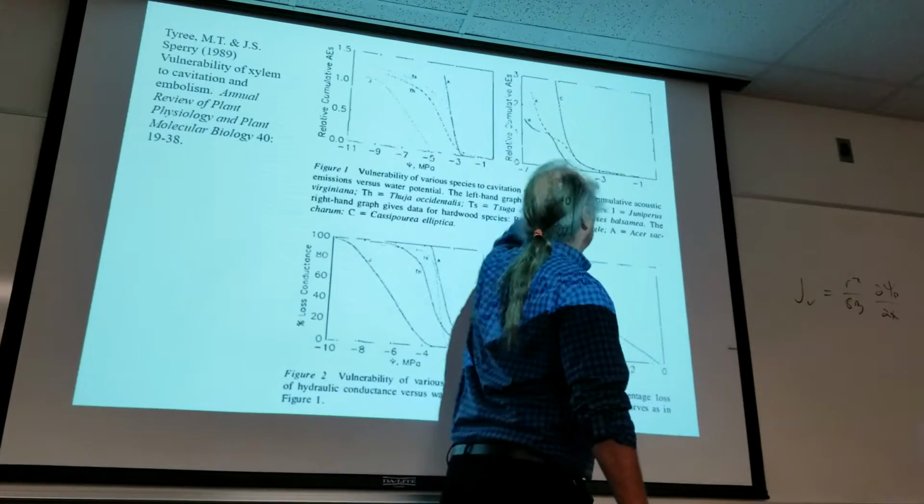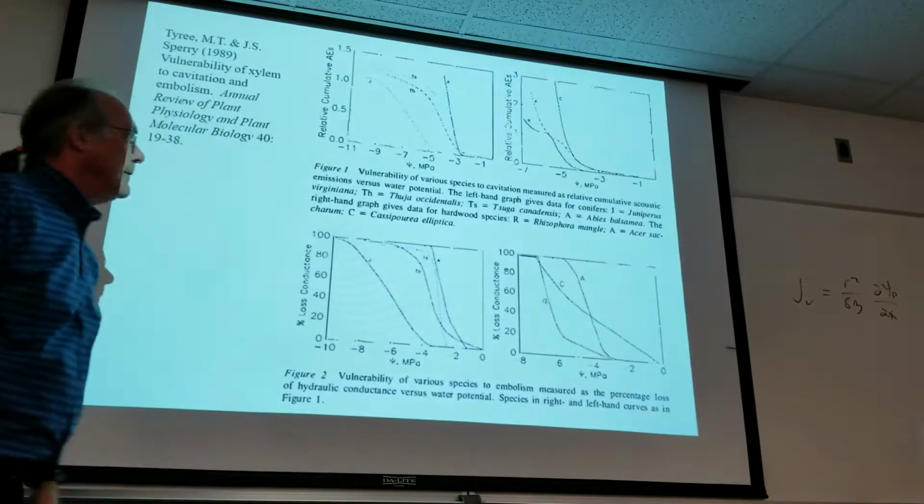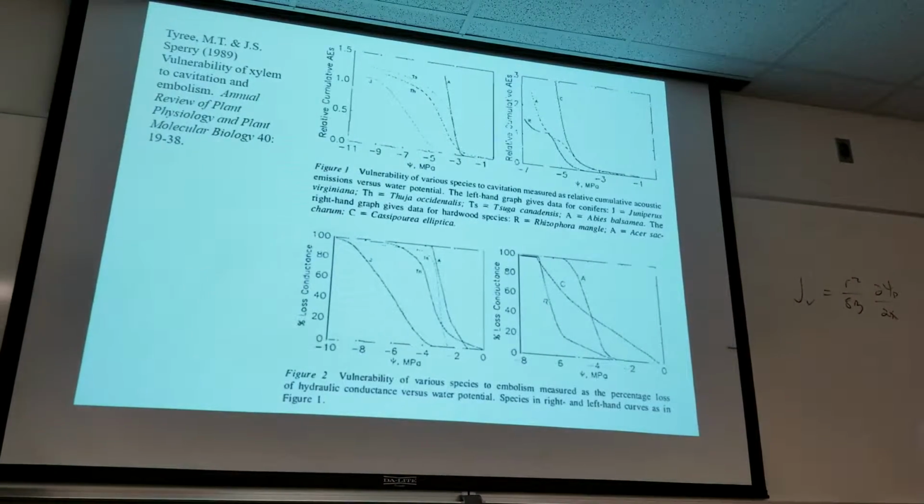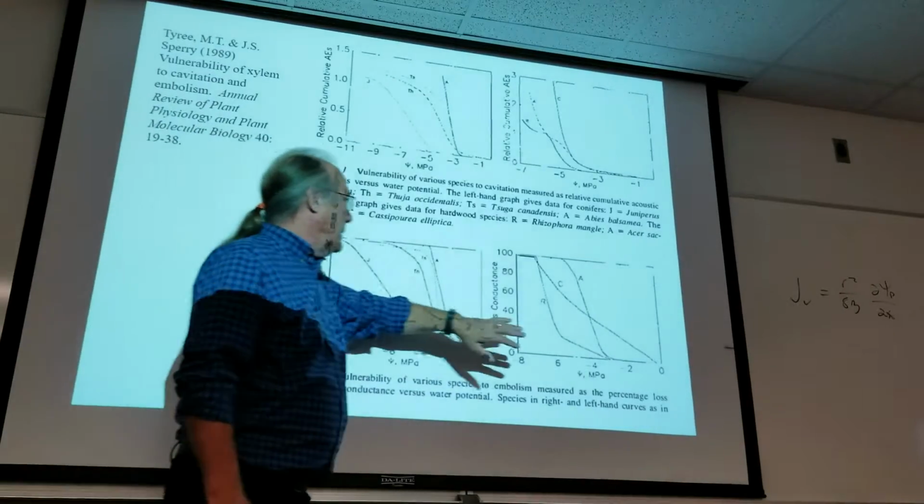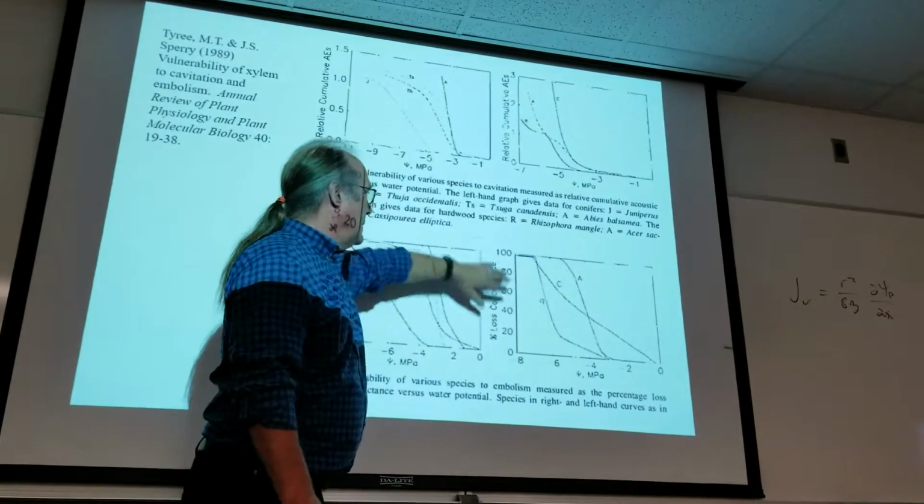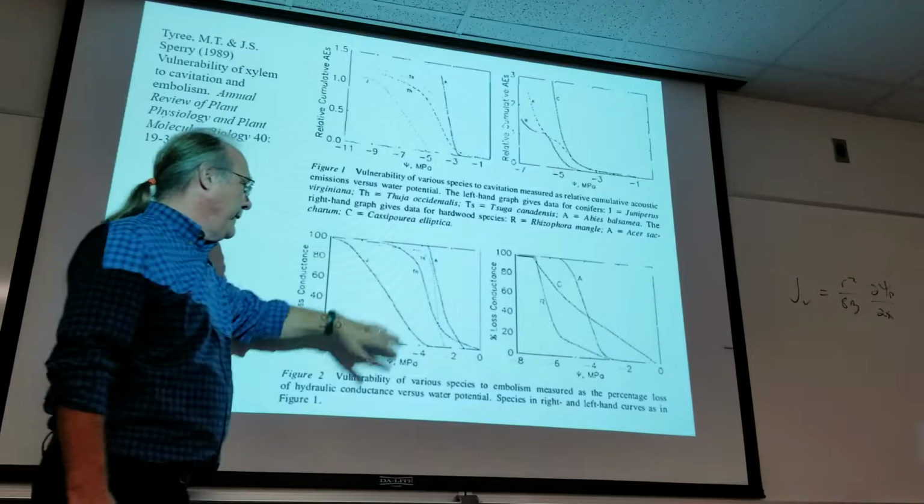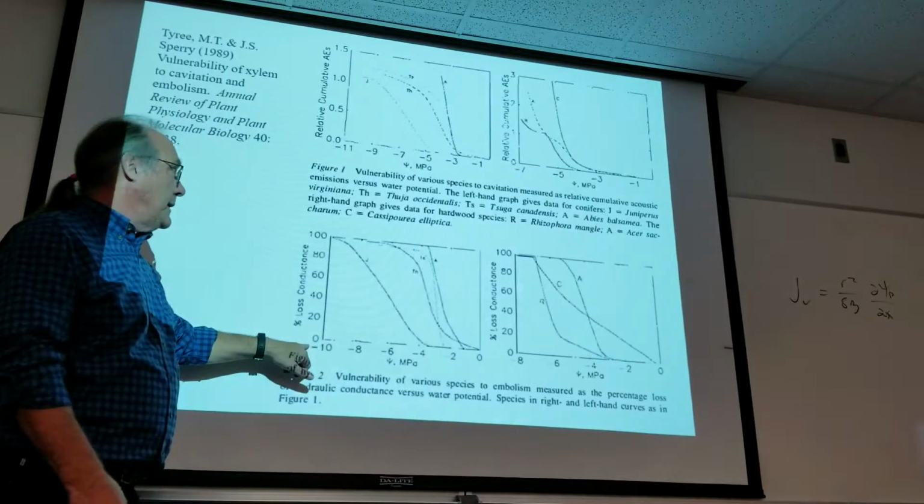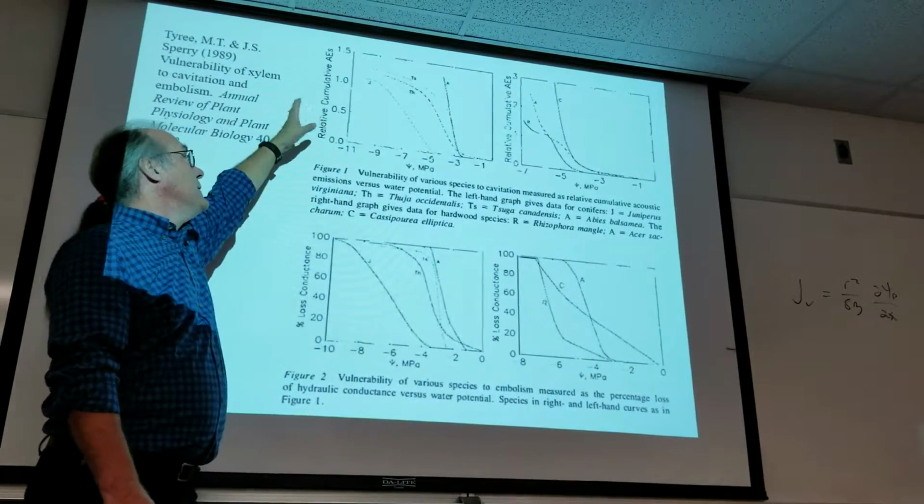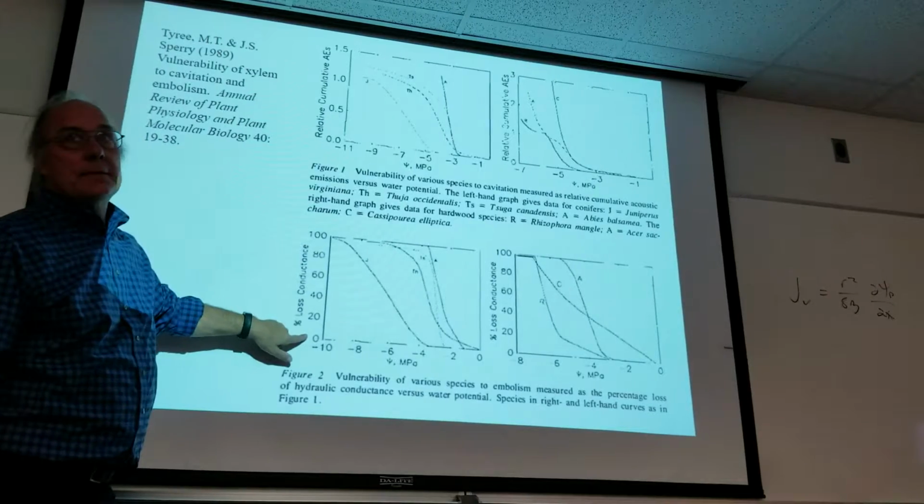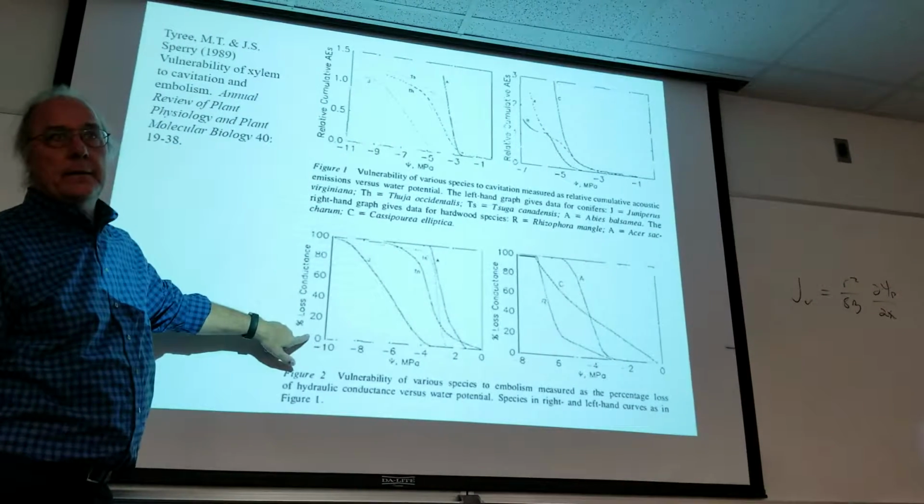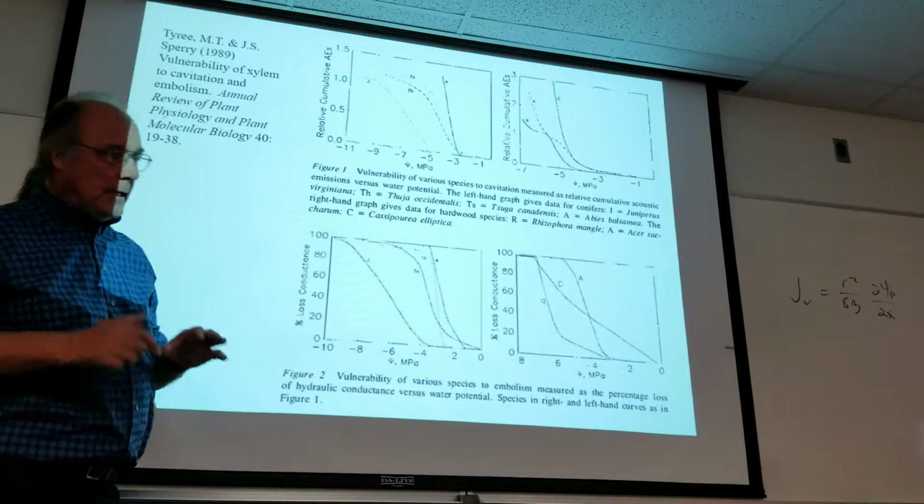Here are some other species showing the same behavior. Okay, so again, same species, same water potential on the x-axis, but now instead of the number of these acoustic emissions, percent loss of conductance in the xylem. So how do you measure that?